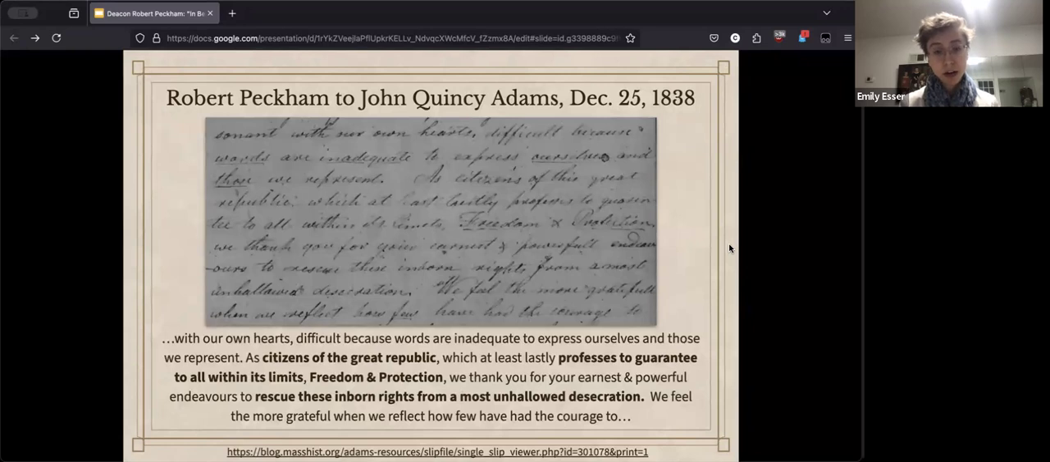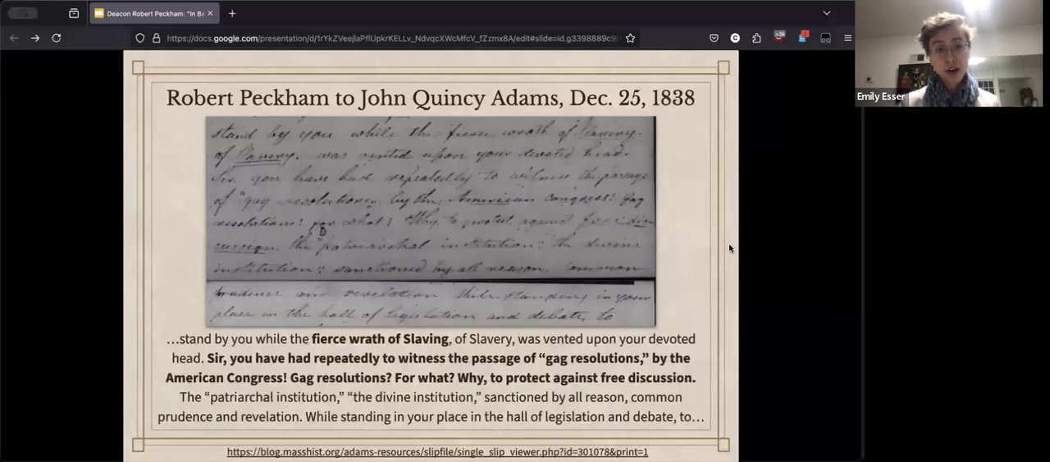"As citizens of the great republic, which at least lastly professes to guarantee to all within its limits freedom and protection, we thank you for your earnest and powerful endeavors to rescue these inborn rights from a most unhallowed desecration. We feel the more grateful when we reflect how few have had the courage to stand by you while the fierce wrath of slavery was vented upon your devoted head. Sir, you have had repeatedly to witness the passage of gag resolutions by the American Congress. Gag resolutions, for what? Why, to protect against free discussion. The patriarchal institution, the divine institution, sanctioned by all reason, common prudence, and revelation."